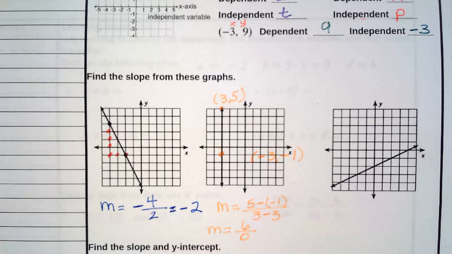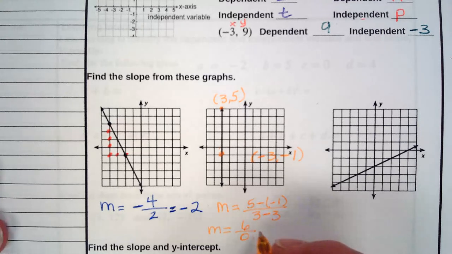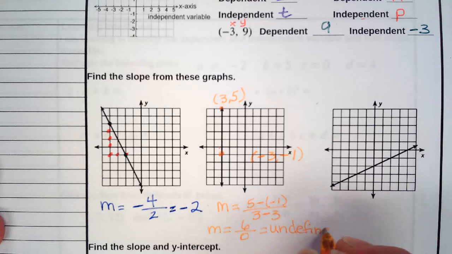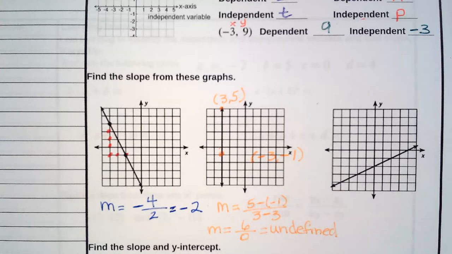6 over 0. Is there a problem? Yeah, I cannot divide by 0. So this is undefined. You cannot divide by 0. You cannot find that slope. So if it is perfectly vertical, it is undefined.